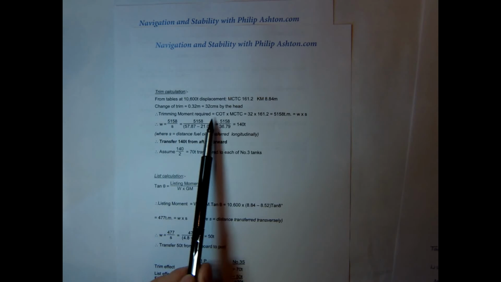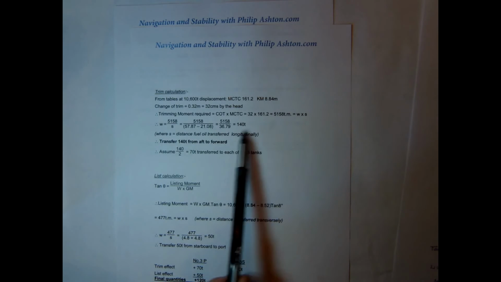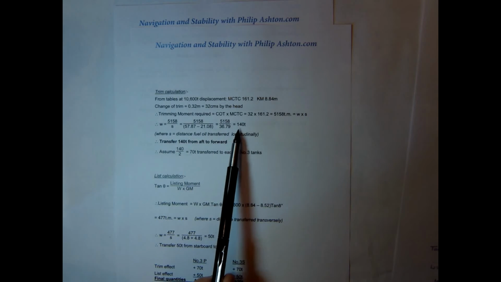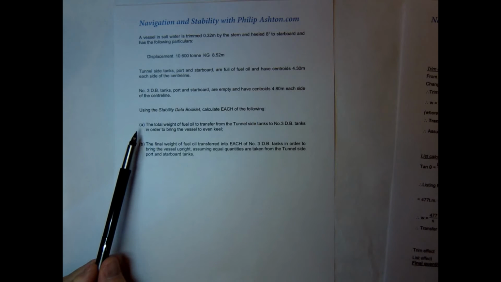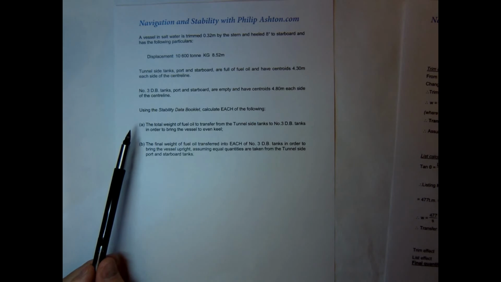So the trimming moments, I've transposed the formula and I've ended up with a weight of 140 tons. And I've just clarified there, S is the distance the fuel is moved, and there's the distance, one minus the other. So we've taken 140 tons, and what we've done, we've put 70 tons in each of number 3 tanks. So now we've moved 140, that's how much we've moved, and we've simply put 70 in each tank.